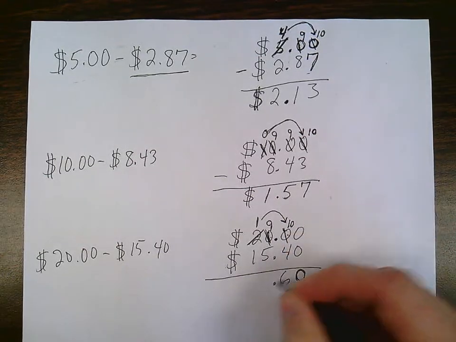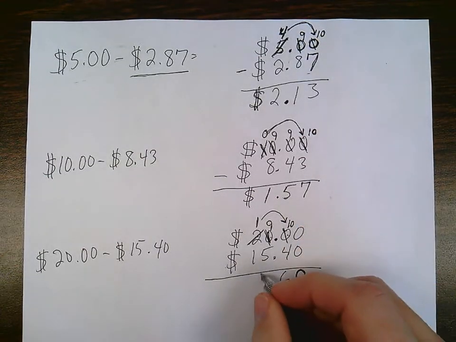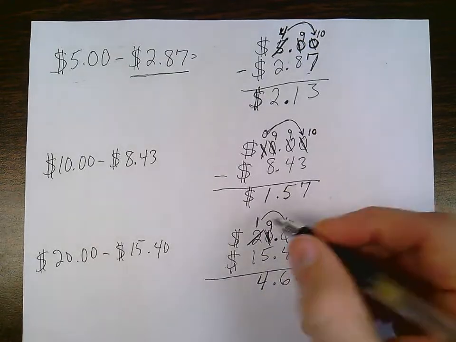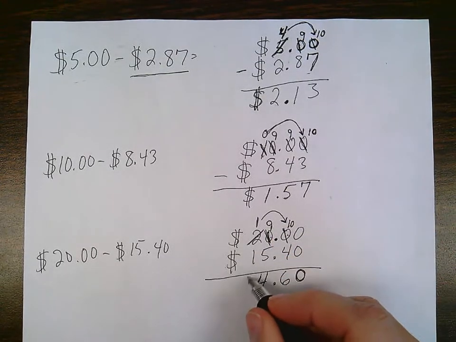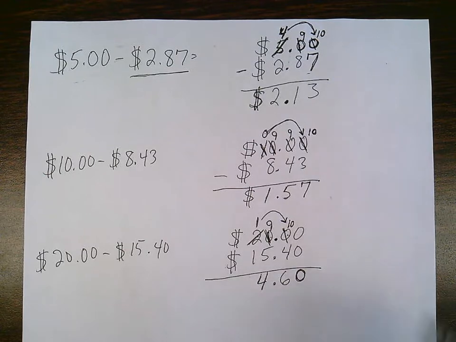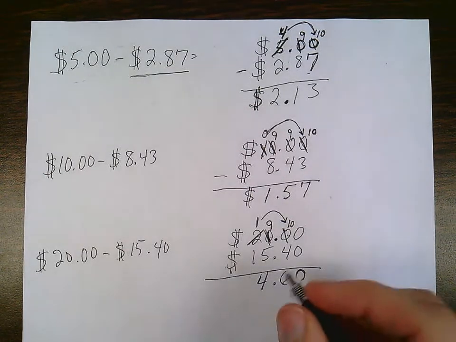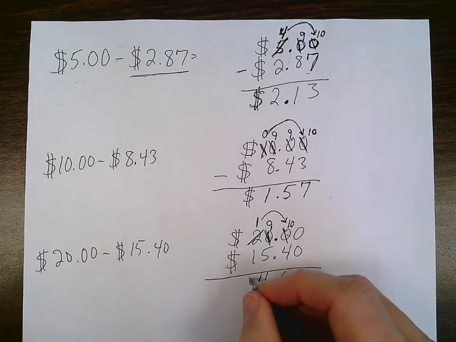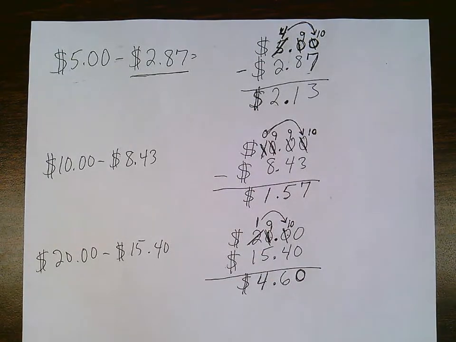Bring down my decimal point. 9 minus 5 I can do. 9 minus 5 is 4. And 1 minus 1 is 0. Once again, I don't need to put that 0 there. You can if you want, but that 0 doesn't change the amount of money that I have here. So our answer remains $4.60.